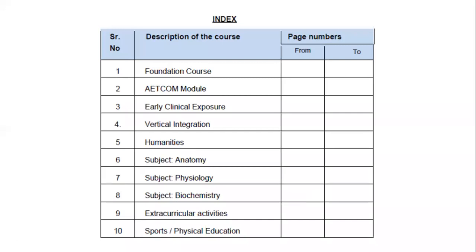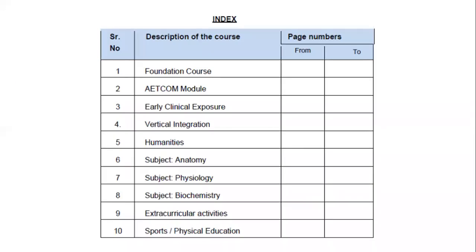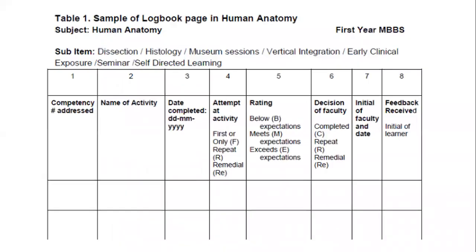Okay, so this is what is suggested. This slide has actually come in between. However, we'll go back to the things suggested by the MCI module. It has given us an index where it gives us foundation course, EdCom module, ECE, integration, humanities, then anatomy, physiology, biochemistry, extracurricular activity, and physical education. So the MCI document is suggesting that there is a single document for the entire first year, and it has all this documentation in one single log, but still it gives us the liberty to separate it for convenience.